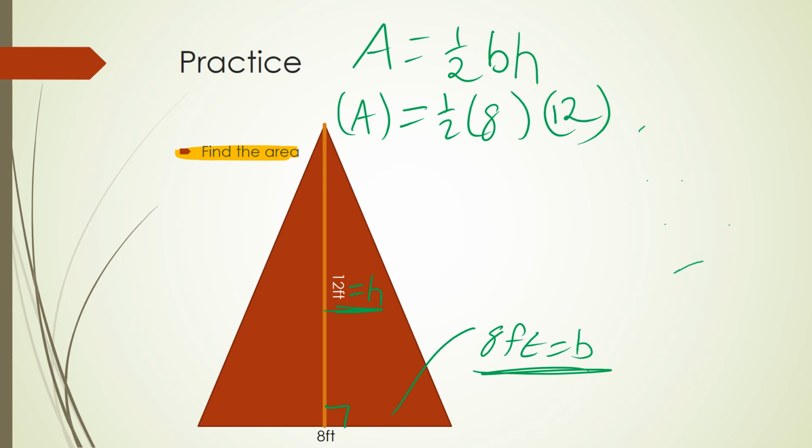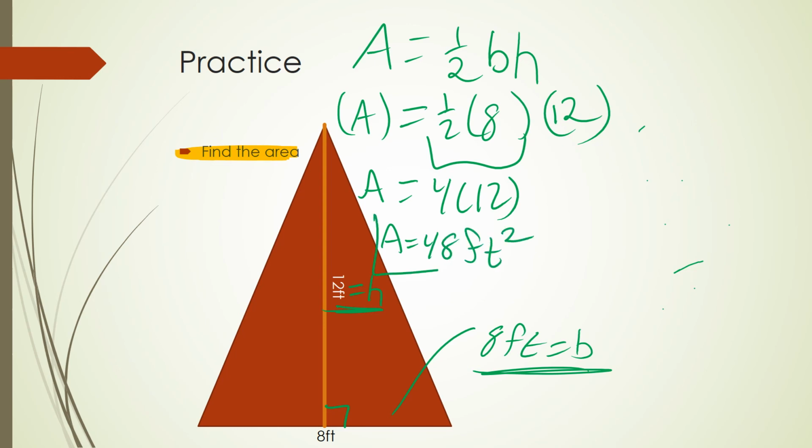Alright, so again, going from left to right, that's 1/2 times 8, which is going to be 4 times 12. So we drop down the 12. So 4 times 12, well, that's just 48. So in this case, the area would be 48 feet squared.